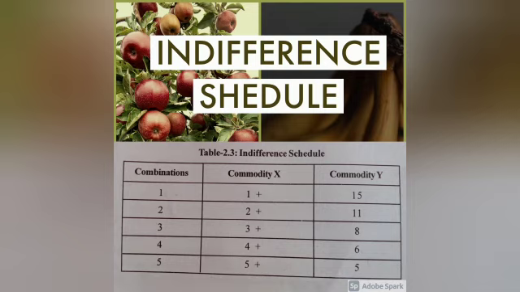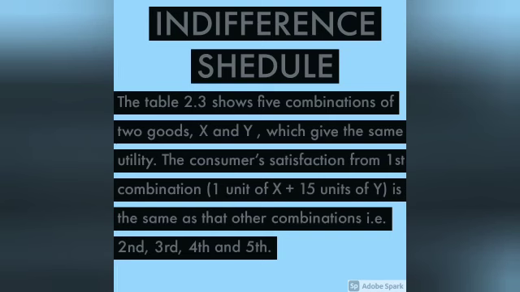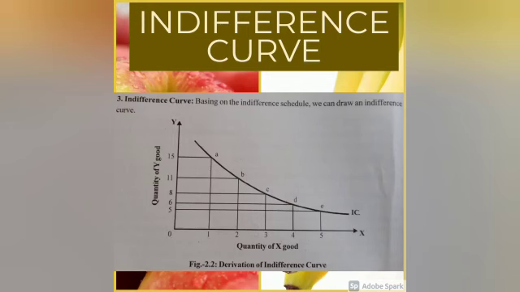The consumer is satisfied from the first combination to the fifth combination. In the first combination, 1 unit of x plus 15 units of y is the same as that of the other combinations, for example second, third, fourth and fifth. Since all combinations yield the same level of satisfaction, the consumer is indifferent among these combinations. Basing on the indifference schedule, we can draw an indifference curve.